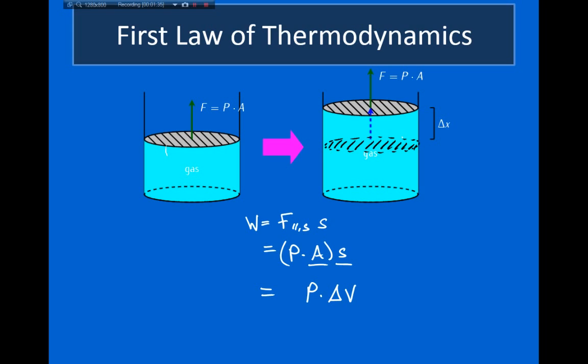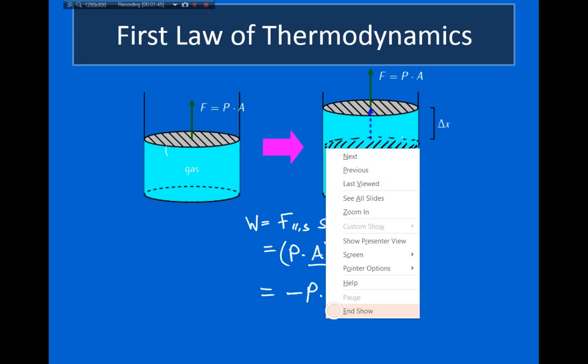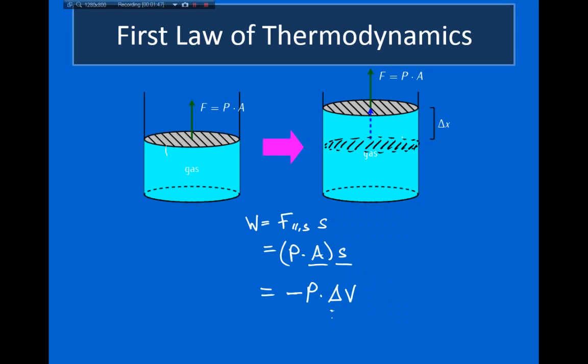And lastly, we have to be a little bit careful about this. If the volume of the gas increases, then work is being done by the gas, and we call that negative work. So when the delta V is positive and the gas is expanding, then the work will be negative. So this is the formula we have for the work that is done by a gas when the gas expands.